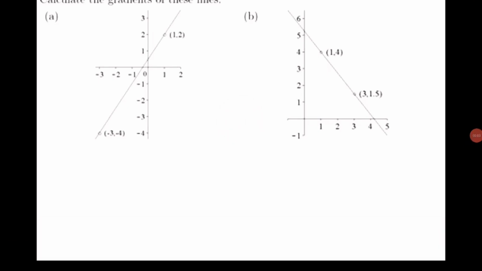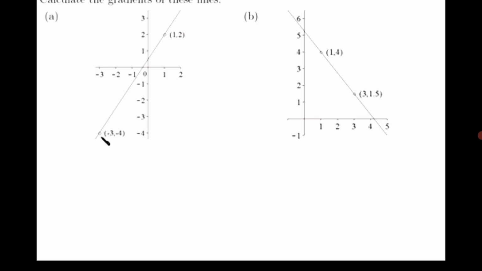In this question, we're asked to calculate the gradients of these two lines. So let's look at the graph on the left. This graph has 2 points plotted on it, -3, -4, and the point 1, 2. And using those 2 points, we're going to calculate the gradient. We're going to calculate the gradient using a formula which says that the gradient is equal to the rise divided by the run. So let me show you what those two things are.